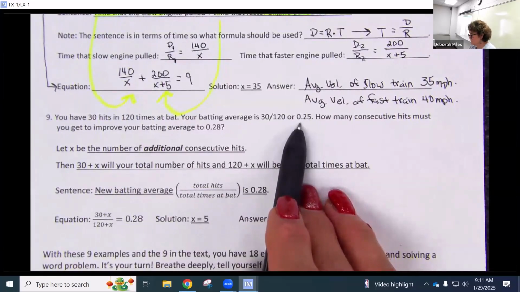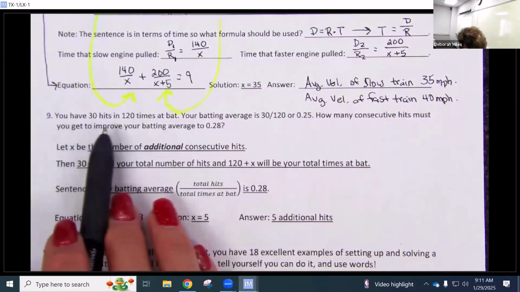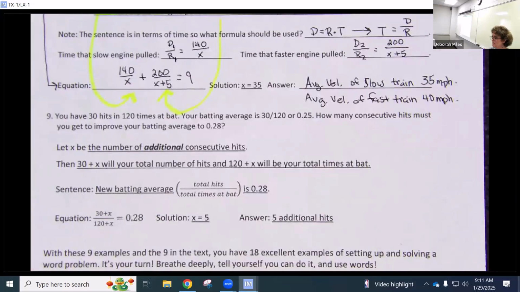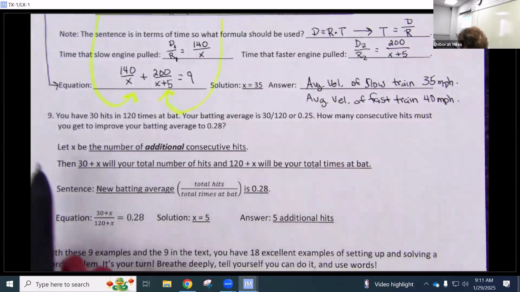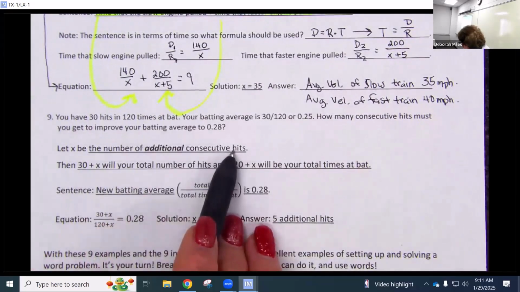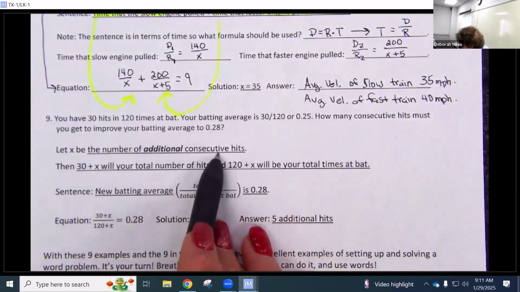Got it? All right. How many consecutive hits must you get in order to improve your batting average to 0.28? So every time you hit the ball, you're bringing that average up a little bit. You're wondering how many times in a row do I have to hit the ball before my average would be up to 0.28? Let X be how many more hits I'd have to make. That's what I'm looking for, the number of additional consecutive hits.